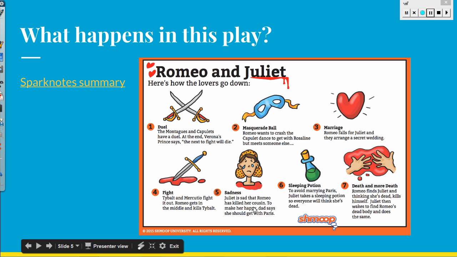Of course, this is very sad. She just learned that the man she loves just killed her cousin. She's married to him, though. It's her husband. And to make her happy, her dad says that she is going to go marry an old guy named Paris. So Friar Lawrence is the one that arranged this sleeping potion. To avoid marrying Paris, first of all, she's already married. Okay, and secondly, she doesn't want to marry this old person. Juliet takes a sleeping potion so everyone will think that she's dead.